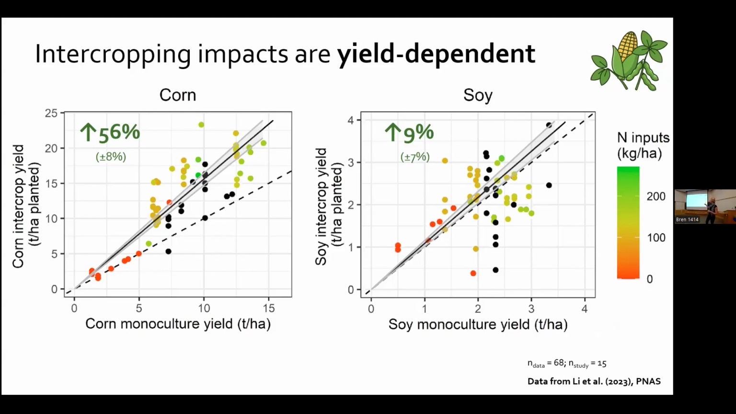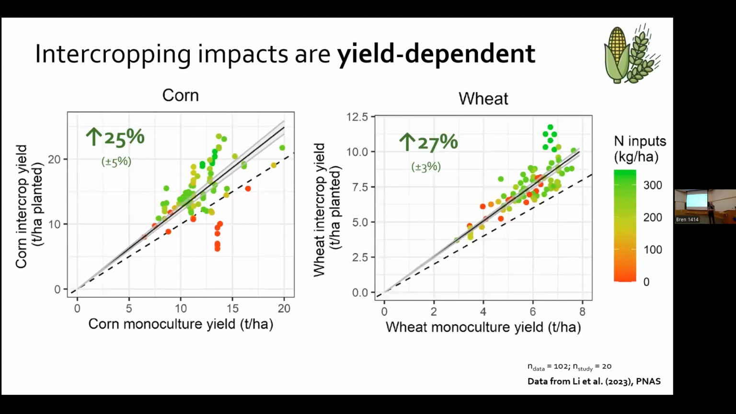So we can see here again the dashed line representing if there were no impact of intercropping on yields. And across these experiments, the regression line here is giving us the overall effect of intercropping on yield, plus or minus one standard error. Each point shows an individual experimental year, site, and treatment. Across these experiments, corn yields increase under intercropping by more than 50%, and soy yields increase by 9%. In corn and wheat intercropping, both crops increase their yield by 25 to 30% on the area where they're planted within the intercrop.